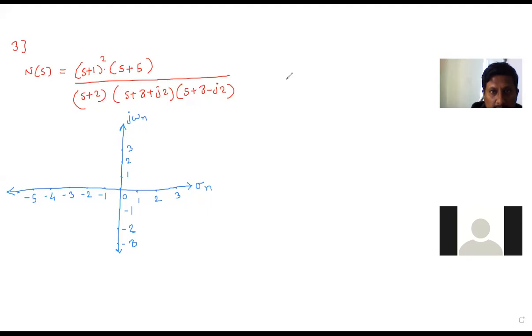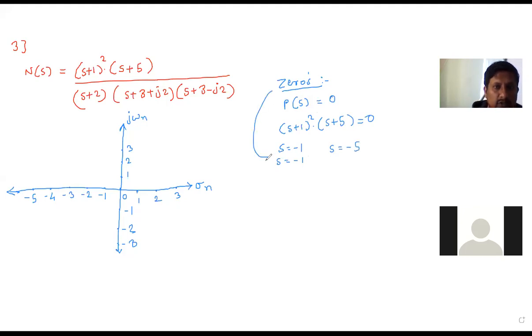First, let us take the zeros. How many zeros are there? How to identify? Look at the exponent of s. It will be 3: s raised to 2 and s raised to 1 means total 3 zeros will be there. But at what location? You can find that by using p of s is equal to 0. So p of s means (s plus 1) square into (s plus 5) is equal to 0, means s is equal to -1, s is equal to -1, as well as s is equal to -5. So these are the zero locations. According to that, you can plot the zeros here.